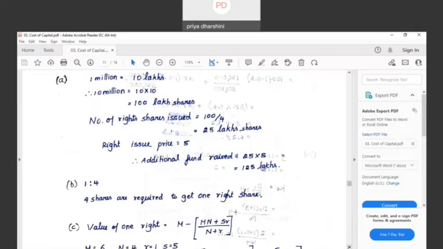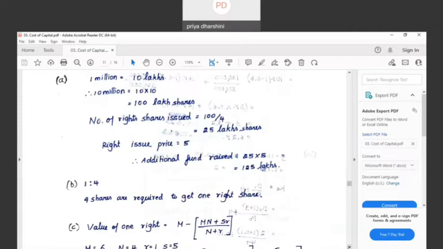What is told in this sum? Bombay Cotton Mills Limited makes a rights issue at rupees 5 a share of one new share for every 4 shares held. Before the issue, there were 10 million shares outstanding and the share price was rupees 6. Based on the above information, you are required to compute the total amount of new money raised, how many rights are required to buy one new share, what is the value of one right, and what is the prospective X rights price. Okay, what is told?